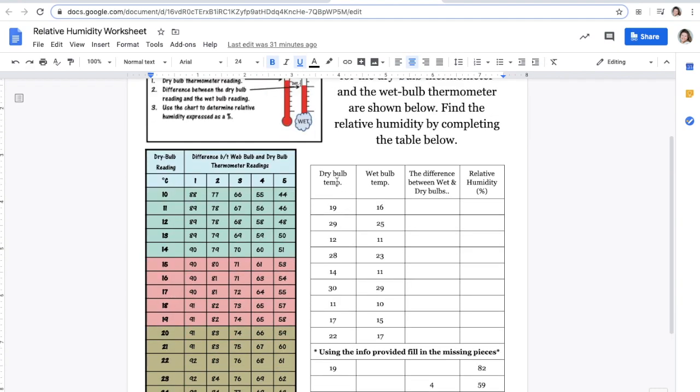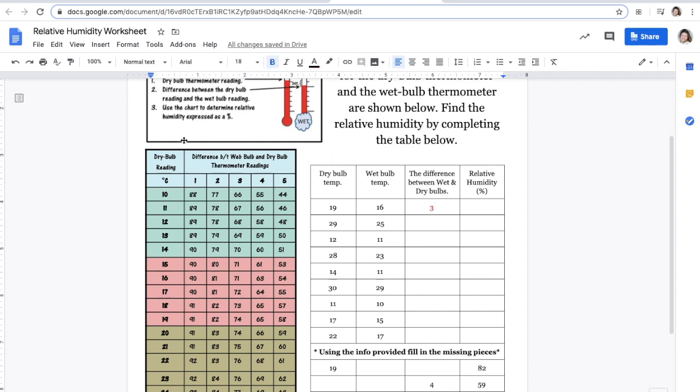So let's do the first one together. If the first one has a dry bulb of 19 and the second one, the wet bulb, has a temperature of 16, what is the difference? Now remember, difference is just saying subtraction. So what is 19 minus 16? Well, the answer is 3.